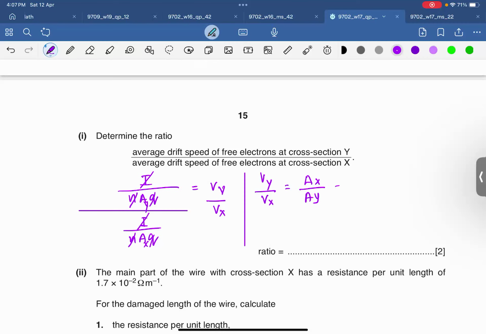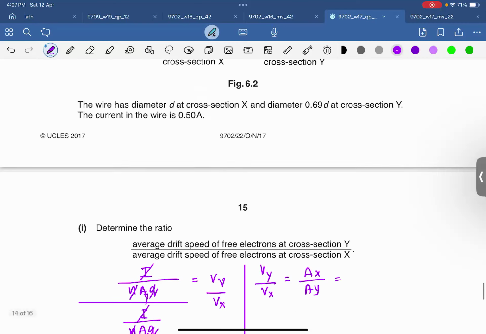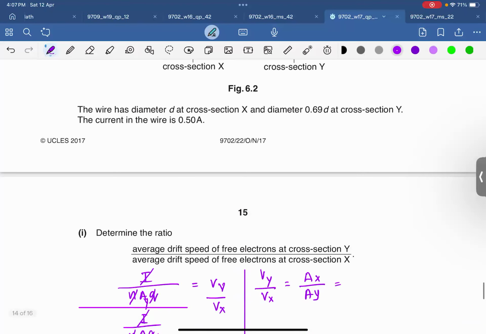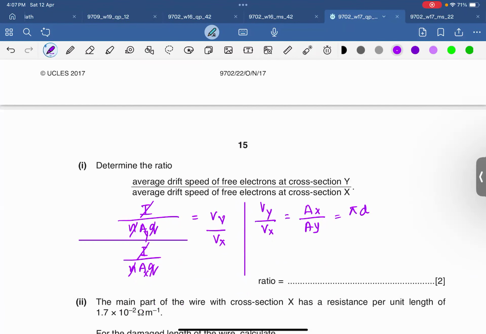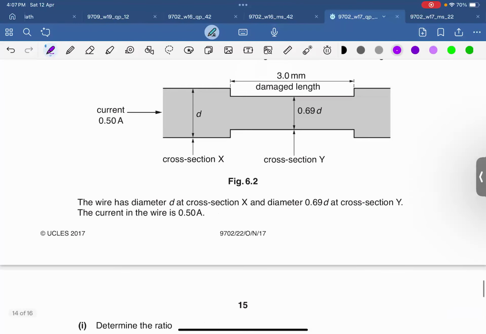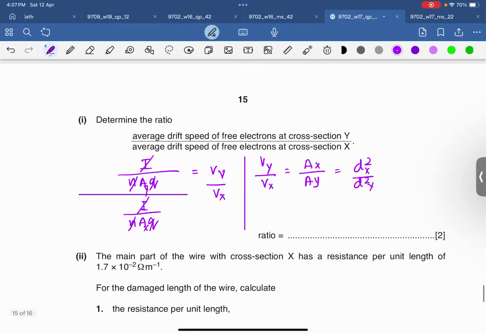Now the area of X basically depends upon the diameter. So you can further expand pi d square over, or just write d square of X divided by the d square of Y, right? Because pi and 4 will all cancel out. So the diameter of X is d and the diameter of Y is 0.69 d. So it is just d squared divided by (0.69 d) whole squared. Just solve it and you'll get the ratio. So 1 over 0.69 squared.